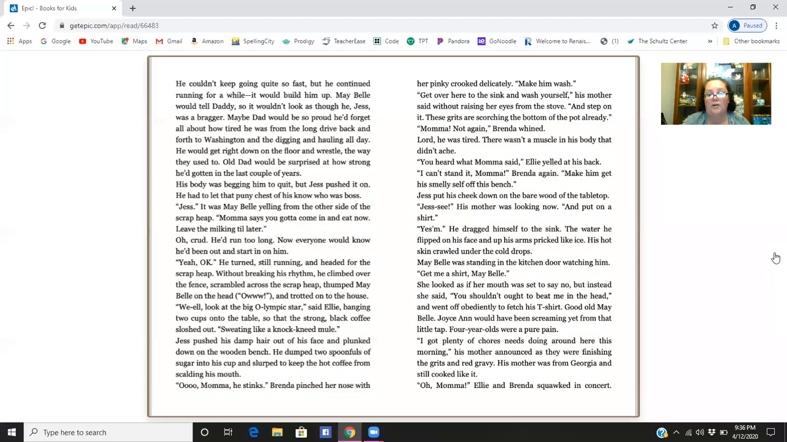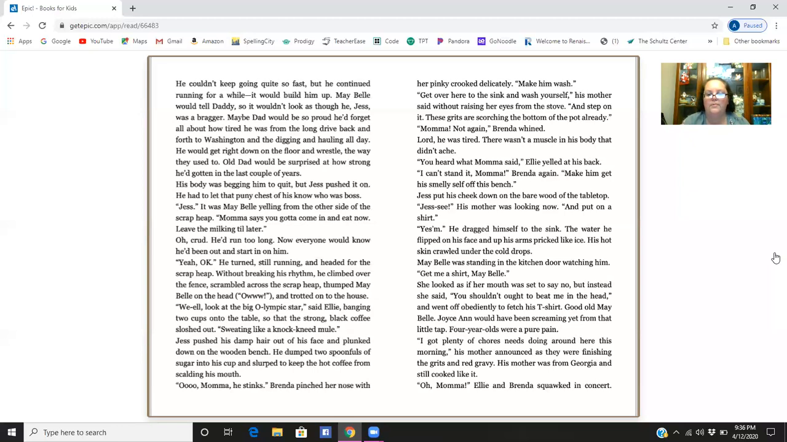Lord, he was tired. There wasn't a muscle in his body that didn't ache. "You heard what Mama said," Ellie yelled at his back. "I can't stand it, Mama," Brenda again. "Make him get his smelly self off this bench." Jess put his cheek down on the bare wood of the tabletop. "Jessie," his mother was looking now, "and put on a shirt." "Yes, ma'am." He dragged himself to the sink.